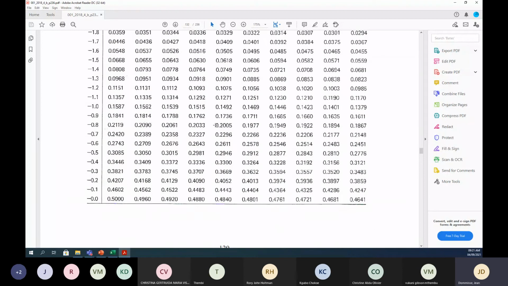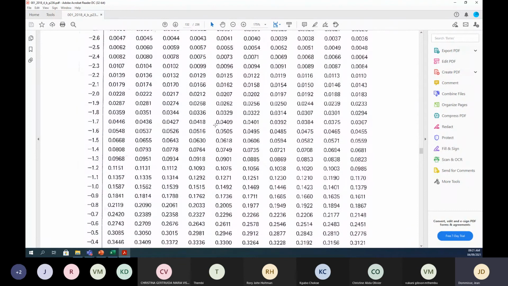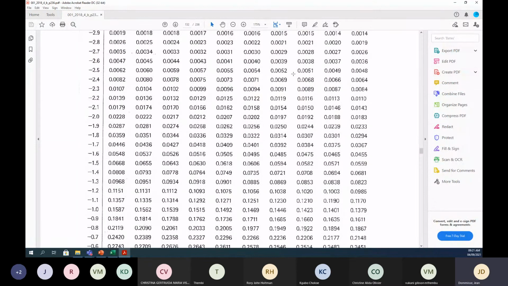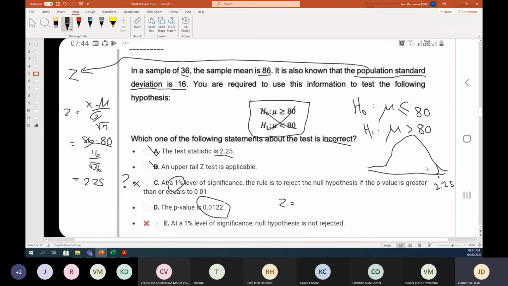Or I can look at it the other way, 0.01, and there it will be 0.0122, so minus 2.25. But remember, I'm working on that side, so it is just a positive 2.25. Okay, this is weird. So the two are the same.